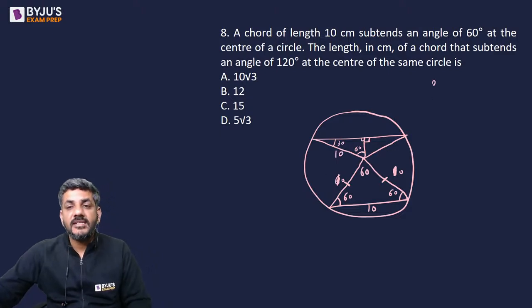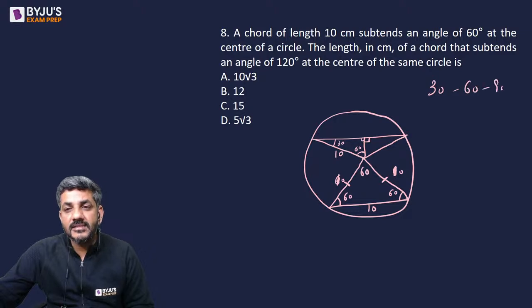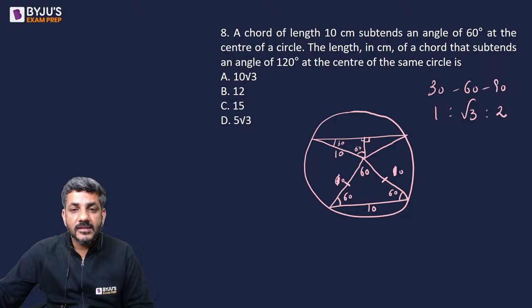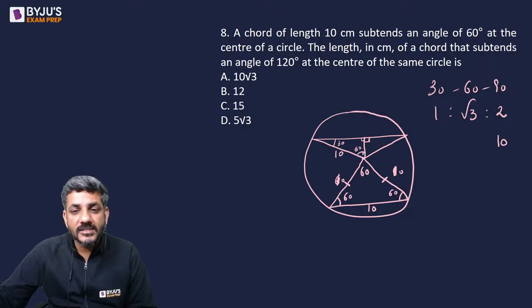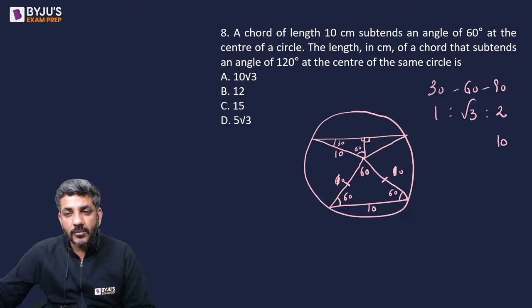Now it's a 30 60 90 triangle, and in a 30 60 90 triangle the sides are always in a ratio of 1 is to root 3 is to 2. I see the side opposite 90 is equal to 10. So what is the side opposite 60? The side opposite 30, basically, this would be 10 ka half, that is 5.